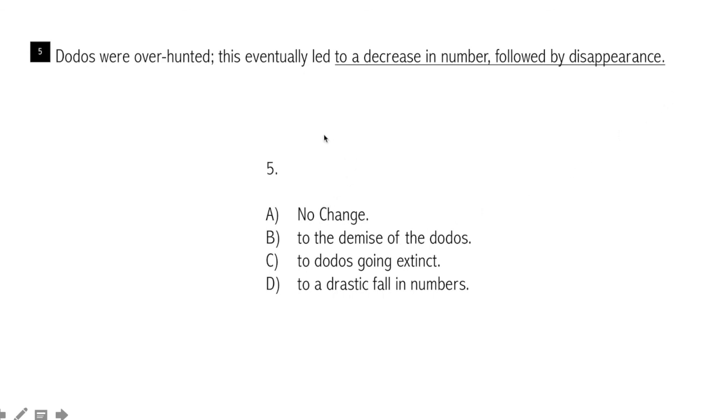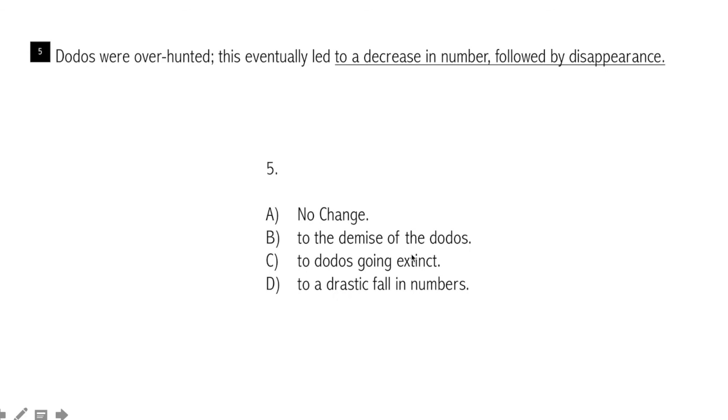So this eventually led to the demise of the dodos. It is definitely better than having something that long, so we're not going to rule out B. This led to dodos going extinct, which is basically a decrease in number followed by disappearance. So we begin to see that, okay, C can work too. And D, a drastic fall in numbers, also works, but it misses out the fact that the number fell to 0 at one point, or they disappeared. So it's not D. D does not effectively replace this as well as B and C.